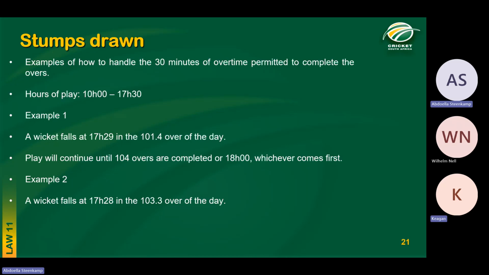You will still need to play, even though you're in the 104th over for the day. You haven't reached your cutoff time of 17:30 at that point. 50% correct. Yes, you are in your 104th over. So you need to comply with both clauses to call it stumps. You're in your final over of the day, but you also need to look at your time.